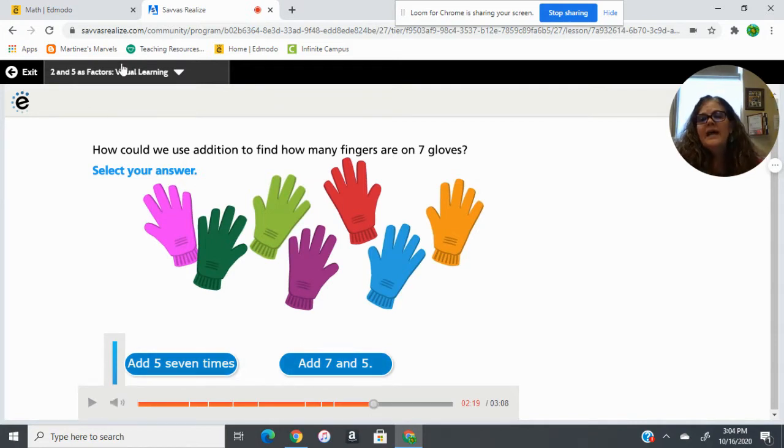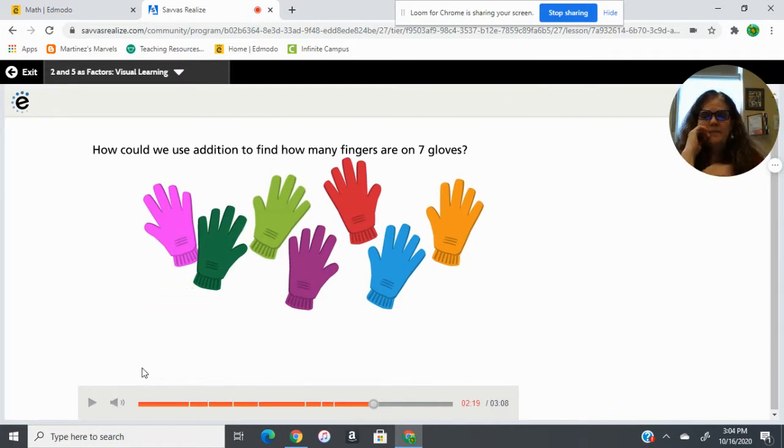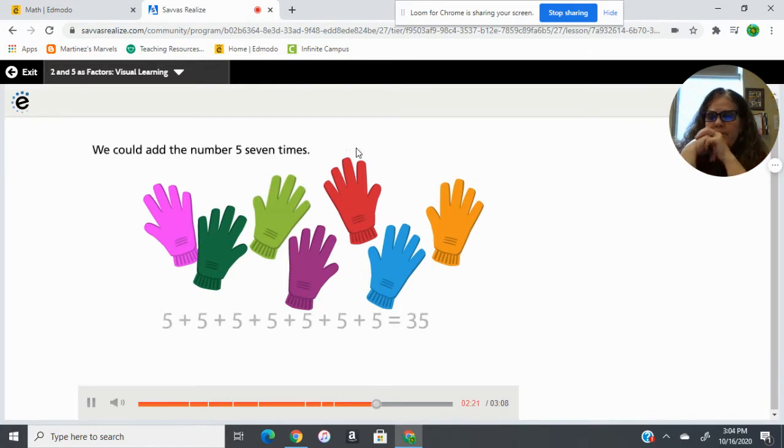So it says add 5 7 times. So it would be 5, 10, 15, 20, 25, 30, 35. Or we're going to add 7 and 5. So 7 plus 5 more equals 12. So it should be this one. We could add the number 5 7 times.